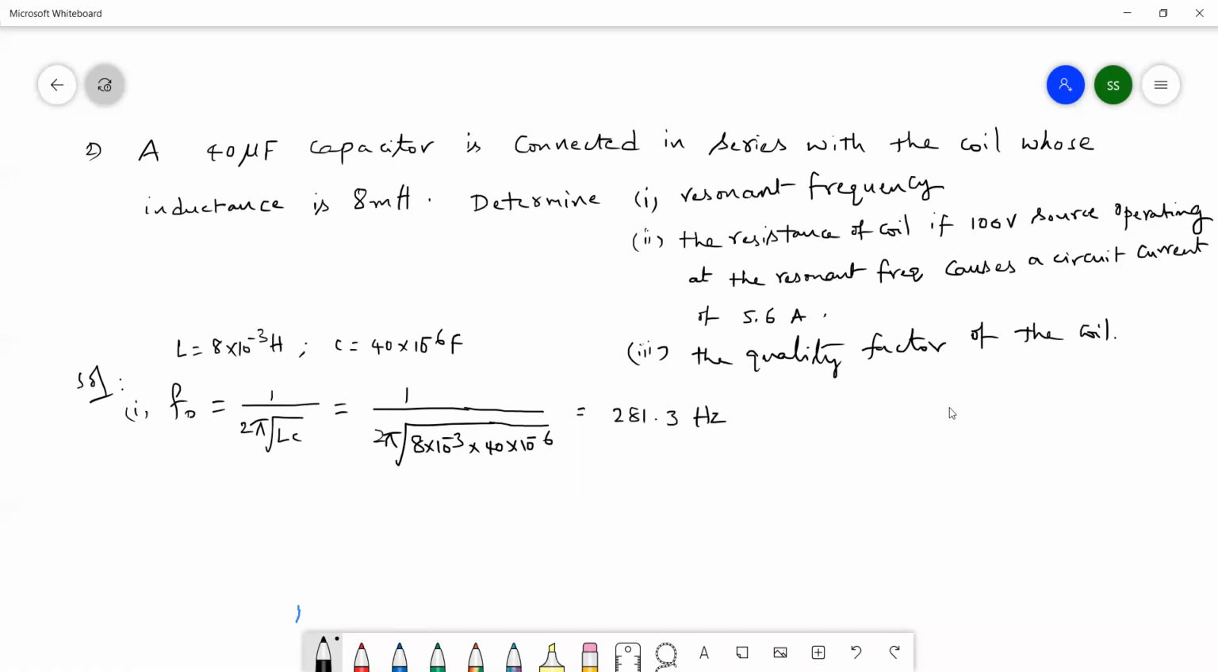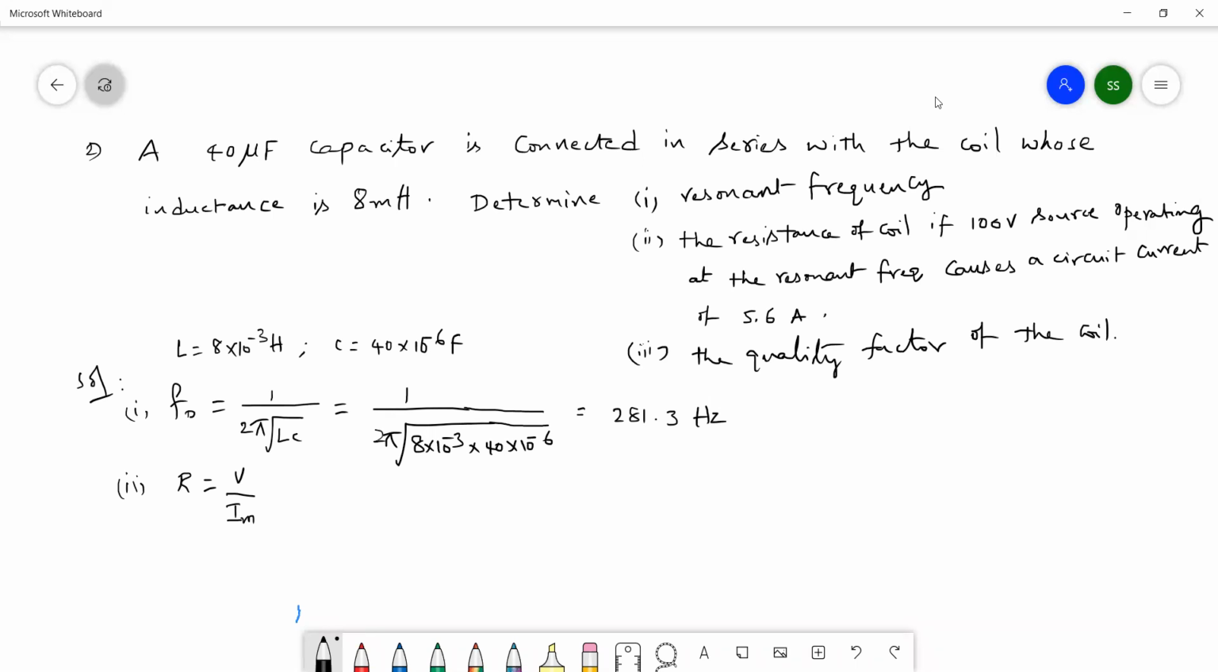281.3 hertz. Good. And for your second bit, a little bit of analysis is required. See carefully what they are asking: capital R. You need to calculate capital R. How did you calculate capital R? What is the formula for capital R? Forget about your problem. V by I, right? Here I is nothing but your maximum current, that is at resonance. I is equal to V by Z, where Z is nothing but capital R, right?